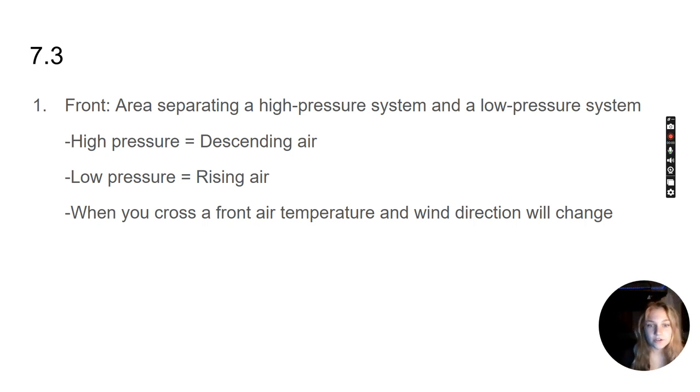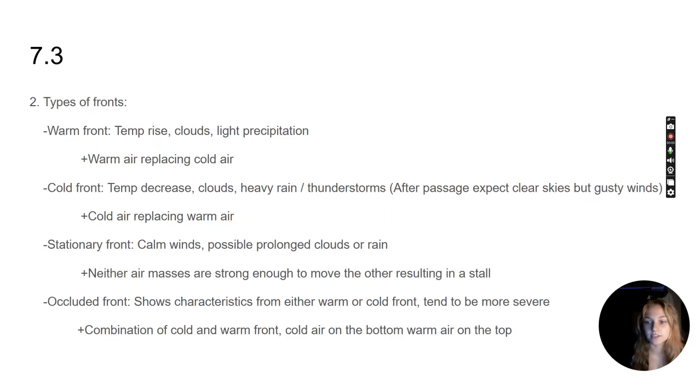When you cross a front, air temperature and wind direction should change. So that's a good indicator of if you are crossing a front. Types of fronts: we have the warm front, where temperature rises. There's clouds and light precipitation, and it's just warm air replacing cold air. Then there's the cold front, the more dangerous of these two, where the temperature will decrease. There will be clouds, heavy rain, and thunderstorms. But after passage, expect clear skies but very gusty winds. That's just the opposite of a warm front: the cold air is replacing warm air.